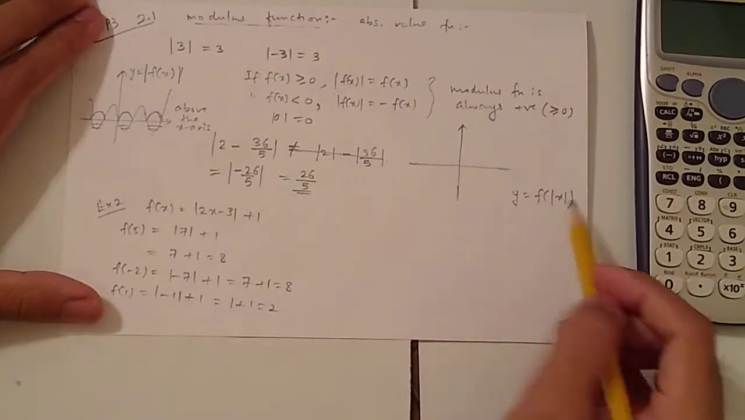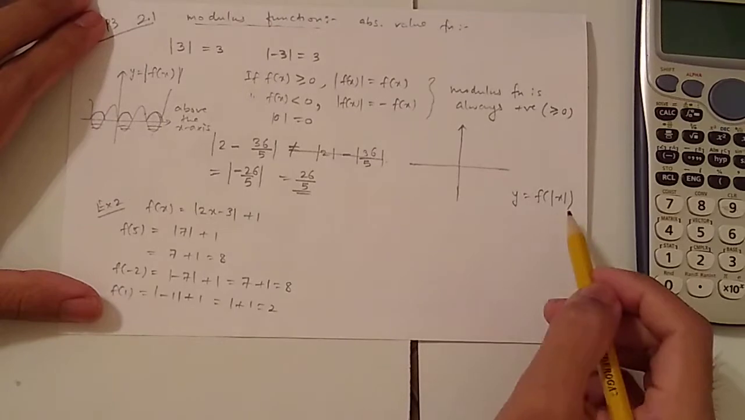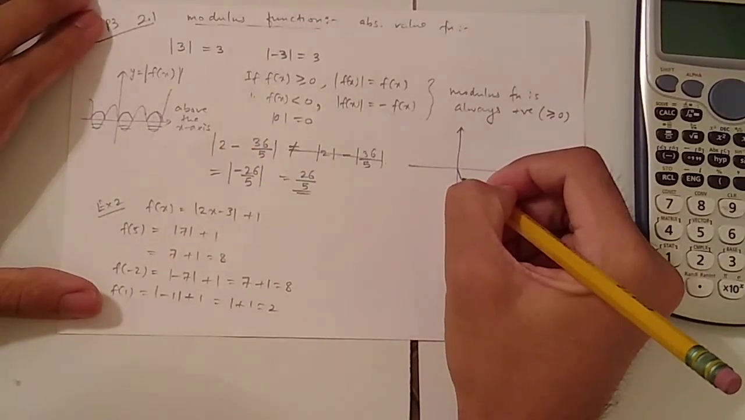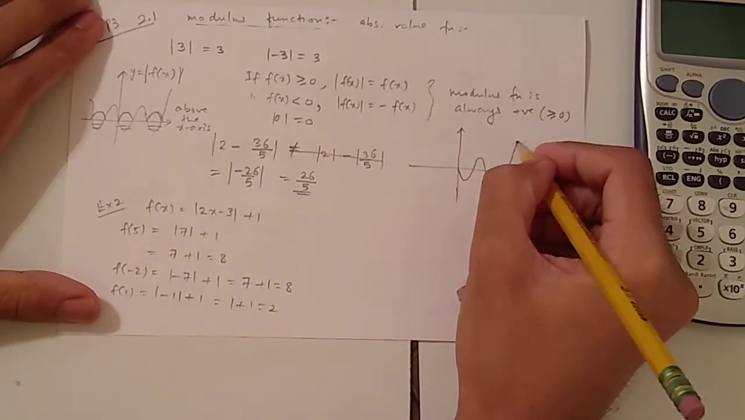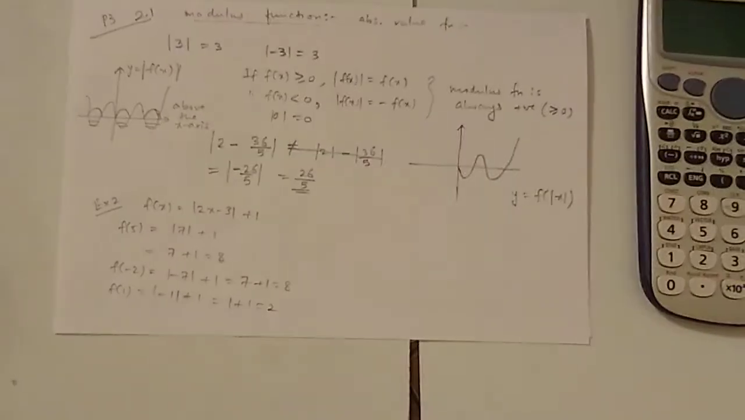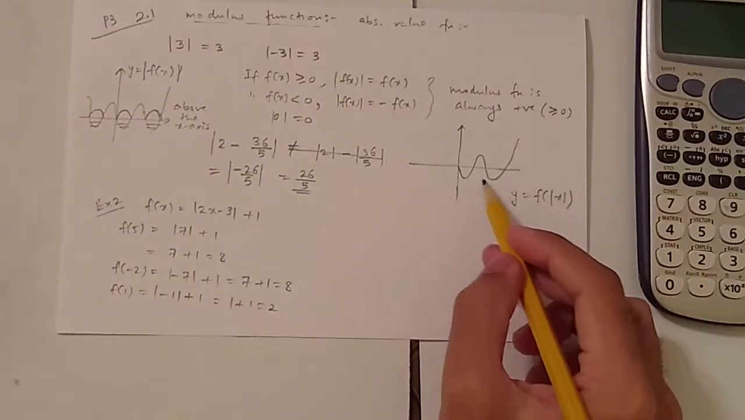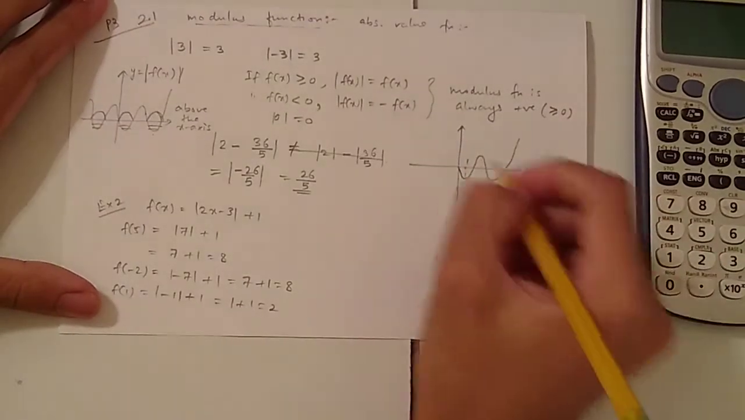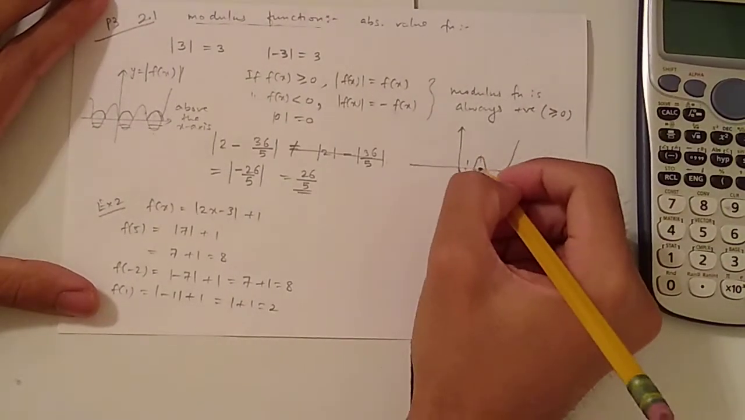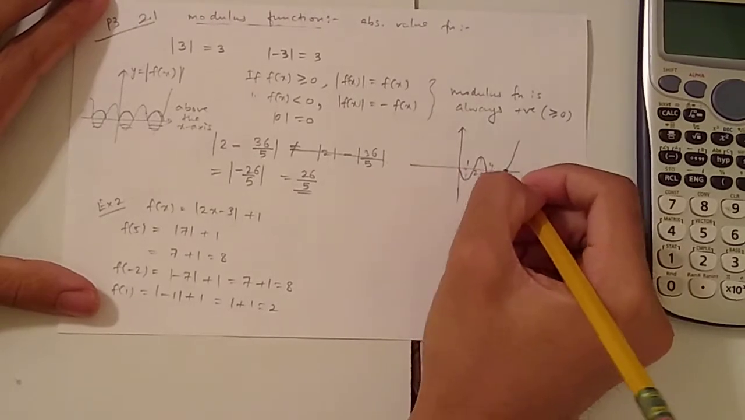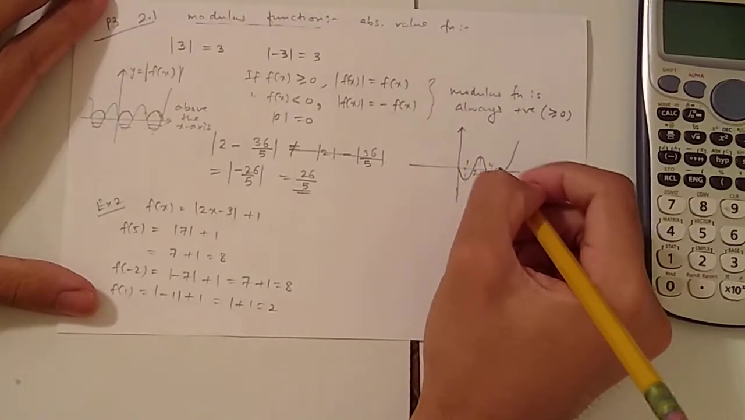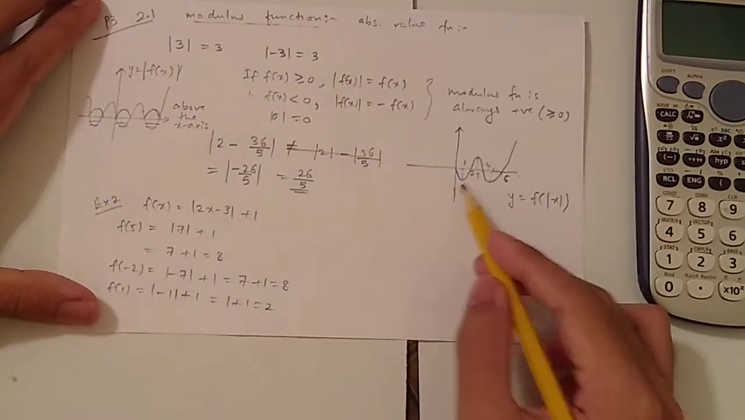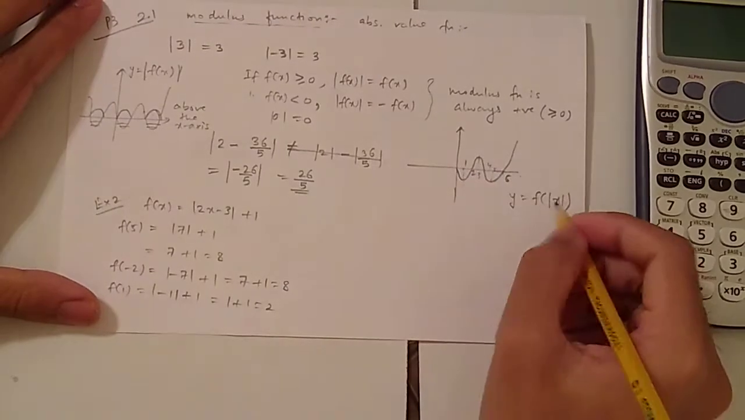Let's draw the original graph again. Let's say this is at 1, this is at 2, this is at 3, this is at 4, this is at 5, this is at 6. And if f of 1 is equal to this much, what happens to f of 1?